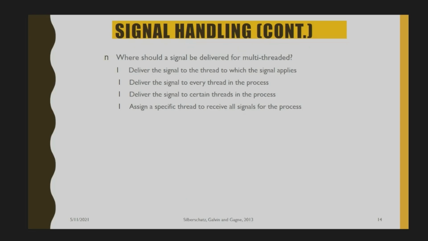So these are the options or mechanisms that we can use to deal with signal handling for multi-threaded processes. It will deliver the signal to the thread to which the signal applies, as I mentioned in the previous video. Compared to single-threaded, which is quite straightforward, in multi-threaded we have several mechanisms to send the signal.